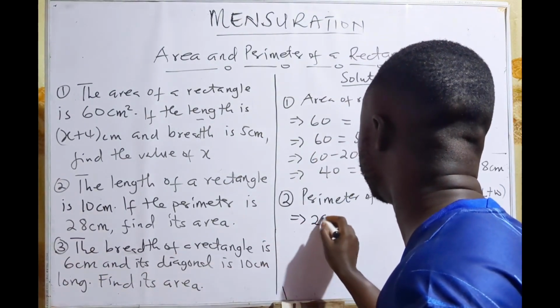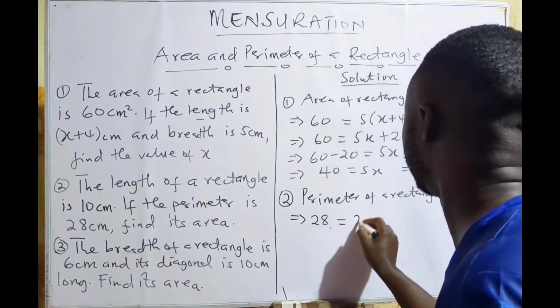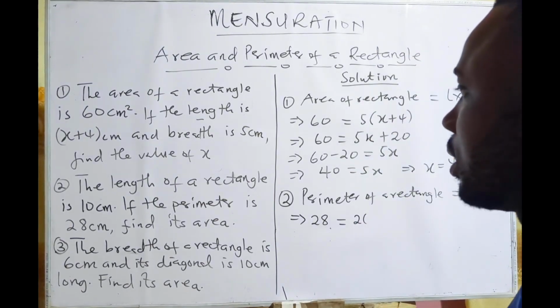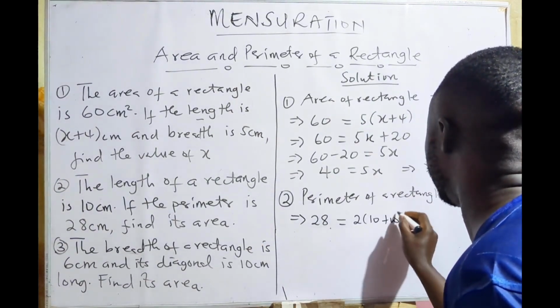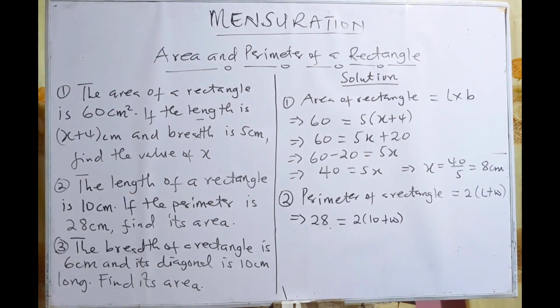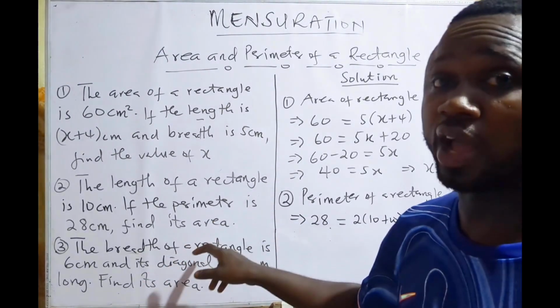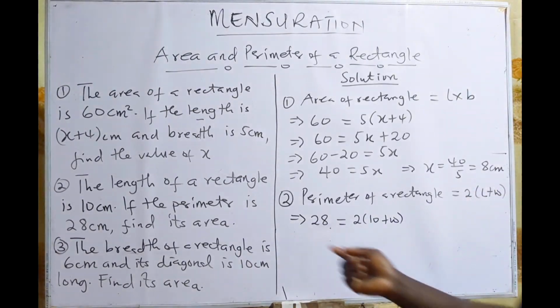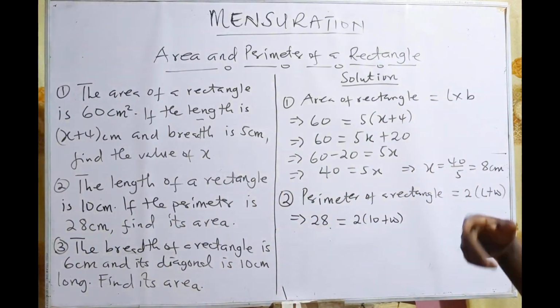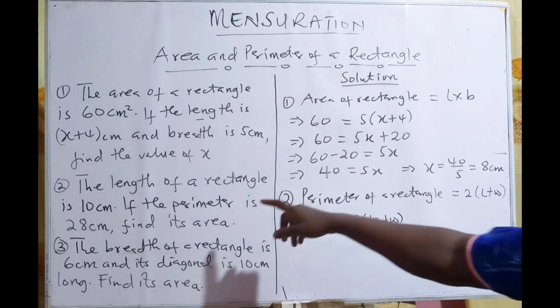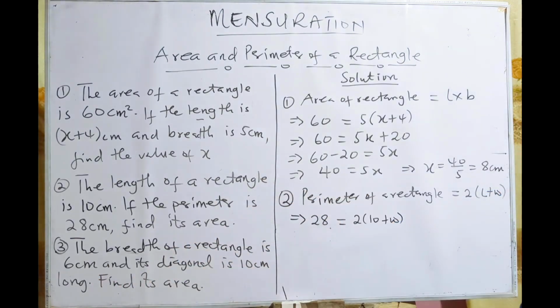If that is my perimeter, then I'm given the perimeter as 28. So I can say that 28 is equal to 2 times the length, which is 10, plus the width. I'm finding the area. So if I want to find the area, I am given the length, which means I need the width or the breadth. Since I know one of the dimensions, which is the length, then I can find the area. So I'm using the perimeter to find the width. Then when I get the width, I can find the area.